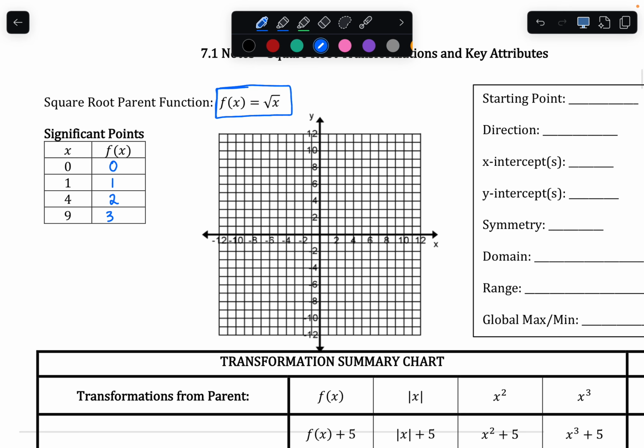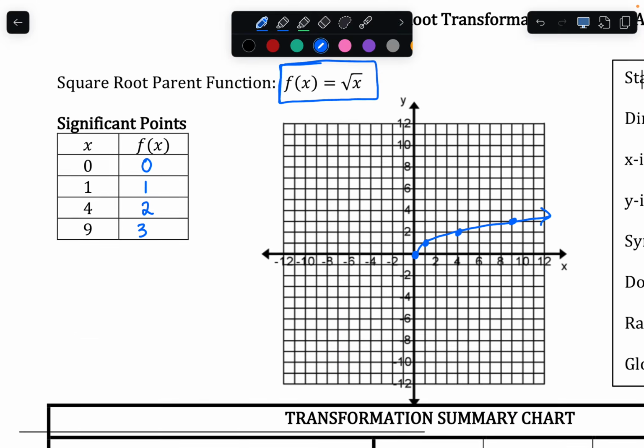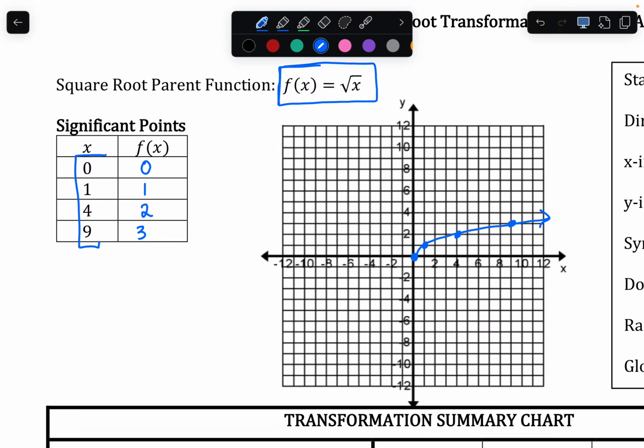Okay, and so that means I have the point (0, 0). I have the point (1, 1), I have the point (4, 2), and then I have the point (9, 3). And so this function is going up to the right in kind of a curved shape. And so I specifically chose perfect squares to plug in for my x values, and I didn't choose any negatives.